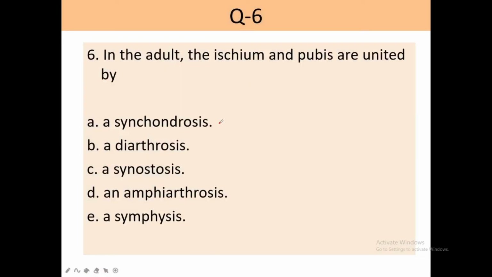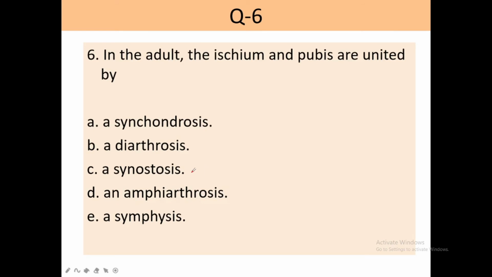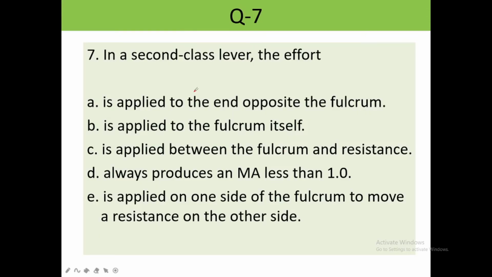Number 6. In the adult, the ischium and the pubis are united by fibrous tissue and then change into bone. That condition we call synostosis. The same situation happens between the ilium, ischium, and the pubis at the acetabulum. At this place they join together. So that condition we will choose here, synostosis. And this MCQ and this synostosis have come up in exams many times, so you must pay attention to this kind of term.